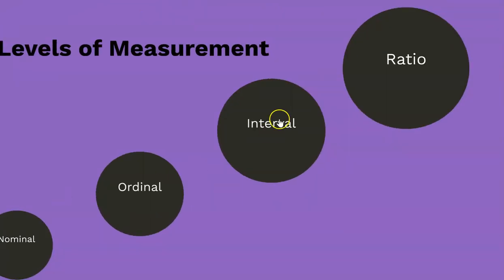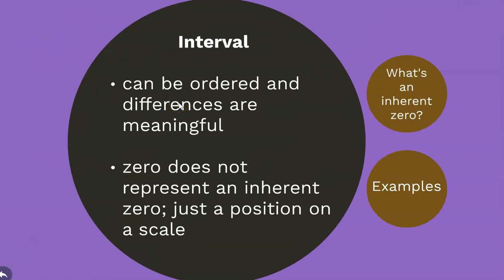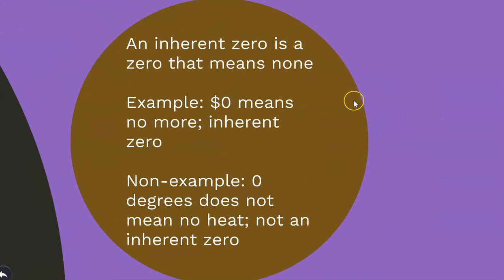The third level of measurement is the interval level of measurement. Data at the interval level can be ordered, and here differences are meaningful. However, 0 does not represent an inherent 0. It simply represents a position on a scale. So if 0 does not represent an inherent 0, let's see what that means. An inherent 0 is a 0 that means none. For example, if I tell you that I have $0 in my bank account, that truly does mean that I have no money. None.